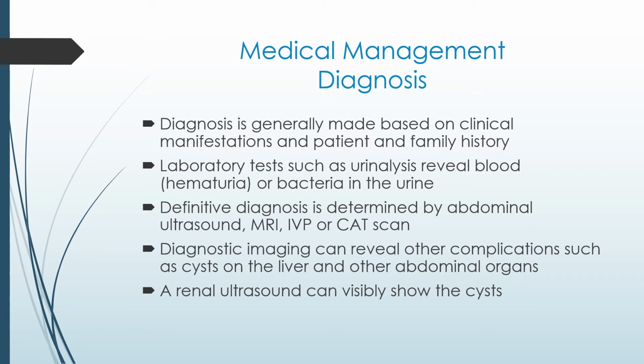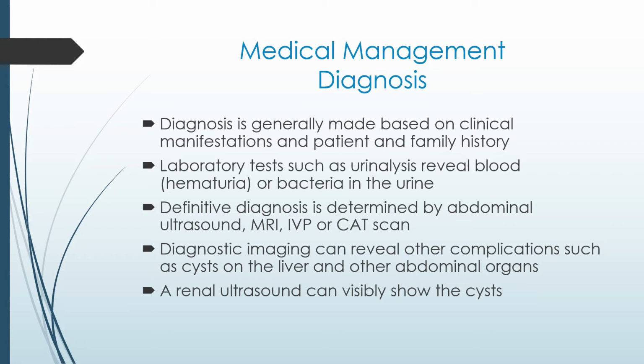Diagnosis. Diagnosis is generally made based on clinical manifestations and then the patient and family history. With PKD, the patient and client family history is very, very important. Lab tests such as the UA will reveal blood, hematuria, and then bacteria in the urine. Definitive diagnosis is determined by an abdominal ultrasound, an MRI, an IVP, or a CAT scan.